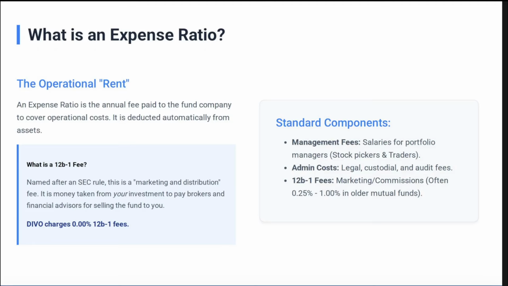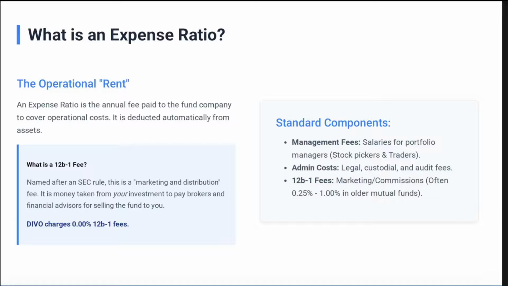What is a 12b-1 fee? Named after an SEC rule, this is a marketing and distribution fee. It is money taken from your investment to pay brokers and financial advisors for selling the fund to you. Good thing DIVO does not charge anything. It charges 0% for that fee.